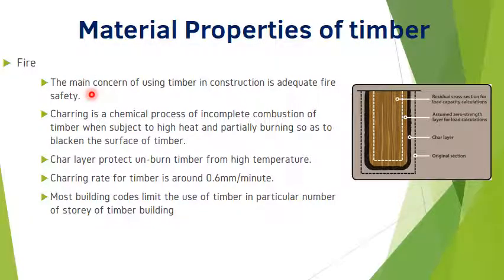The main concern of using timber in construction is adequate fire safety. This is the cross-section of timber subjected to fire. During fire, the outer timber will be burned and black. A char layer develops due to the incomplete combustion of timber when subjected to high heat and partially burning, so as to blacken the surface of the timber. The char layer protects unburned timber from the high temperature so that properties inside the timber are less affected. The charring rate for timber is around 0.6 mm per minute.